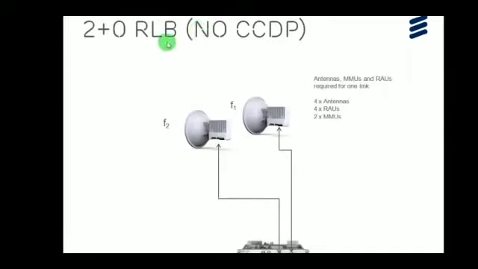The next one is 2+0 radio link bonding, no CCDP, that is co-channel dual polarization. The requirements are antennas, MMUs and radios required for one link. So it needs 4 antennas at near end and far end, 4 radios at near end and far end, 2 MMUs at near end and far end. So we have to install 1 MMU with 2 IF cables and 2 radios and 2 antennas at the near end. The same thing should be installed in the far end as well.